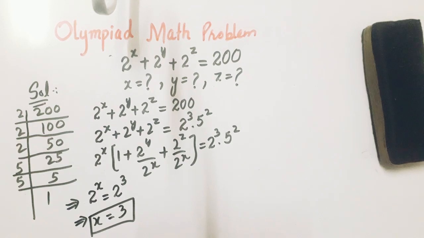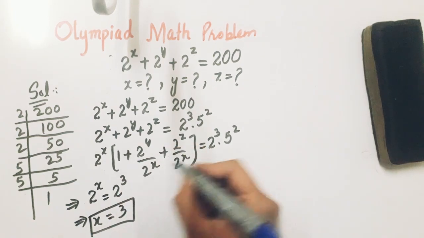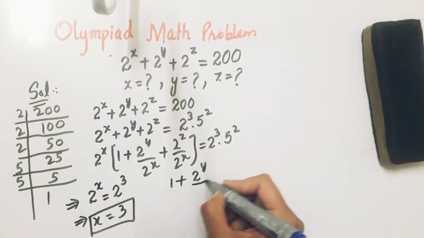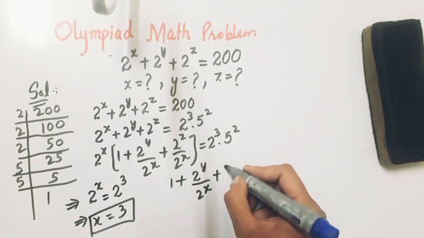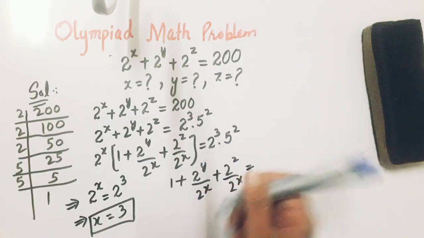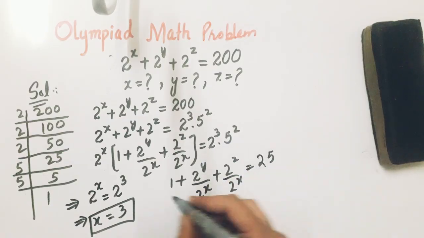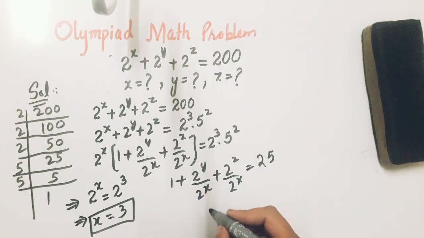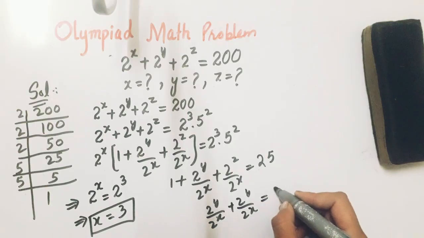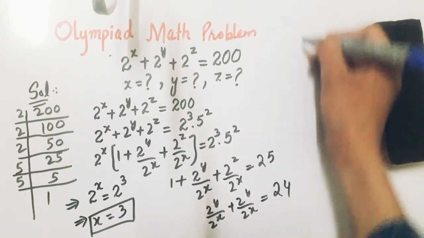Now we will substitute the value here for the other factor, that is 1 plus 2 raised to power y by 2 raised to power x plus 2 raised to power z by 2 raised to power x equals 5 square, that is 25. Now 1 is added here, it will be subtracted. So we get 2 raised to power y by 2 raised to power x plus 2 raised to power z by 2 raised to power x equals 25 minus 1, that is 24.